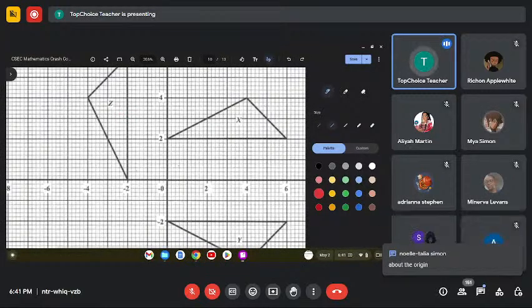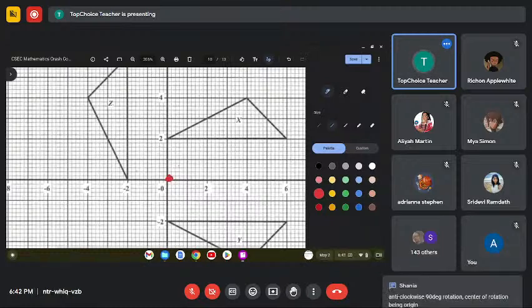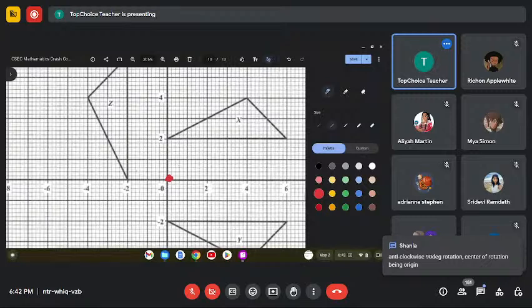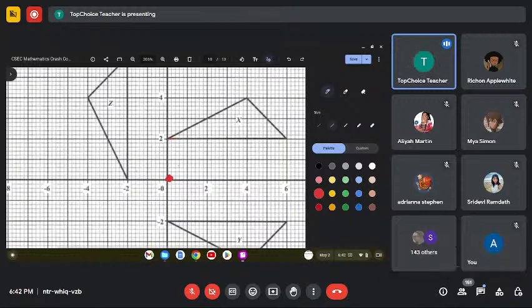All right, so let me show you. The actual center of rotation here is going to be the origin. Not always will it be the origin, but in this particular question, the center is the origin. And if we rotate, look at this particular point here. I want you to pay attention to this point. If this point rotates about that origin, look at what is happening here.